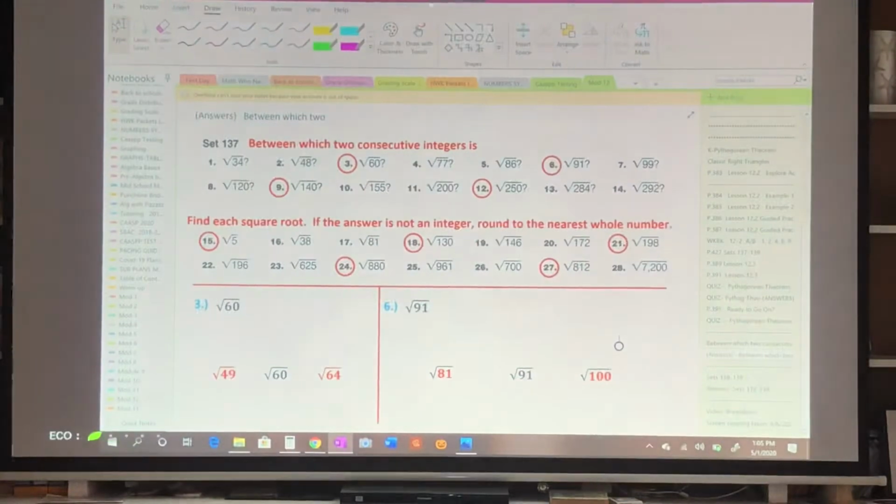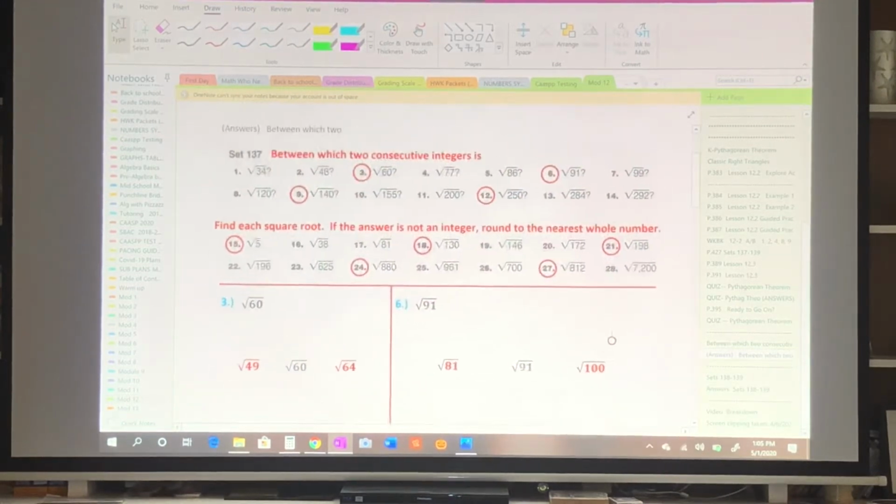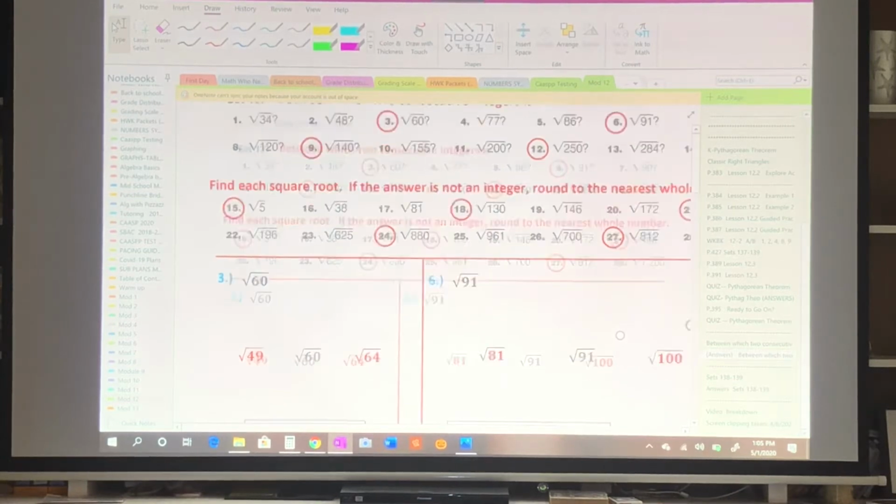There we go. All right, we're going to correct Math 8. Just so I always say Math 8 so you know who we are. Let's correct the homework from the other day. On number 3, they're asking you to find between which two consecutive integers is the square root of 60.